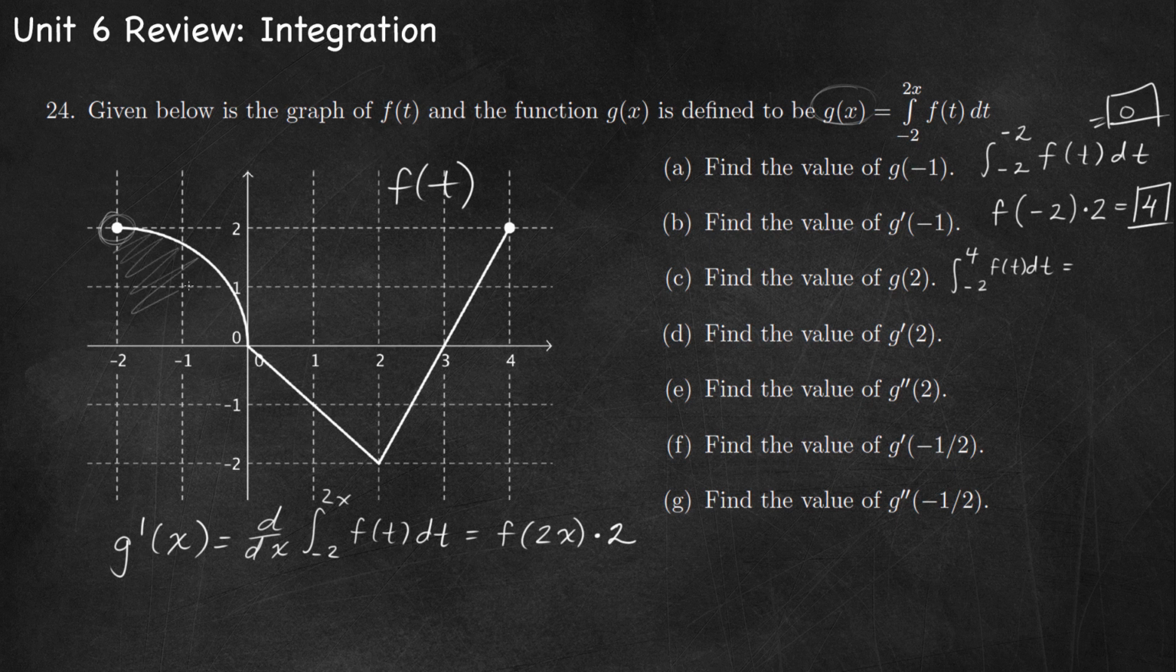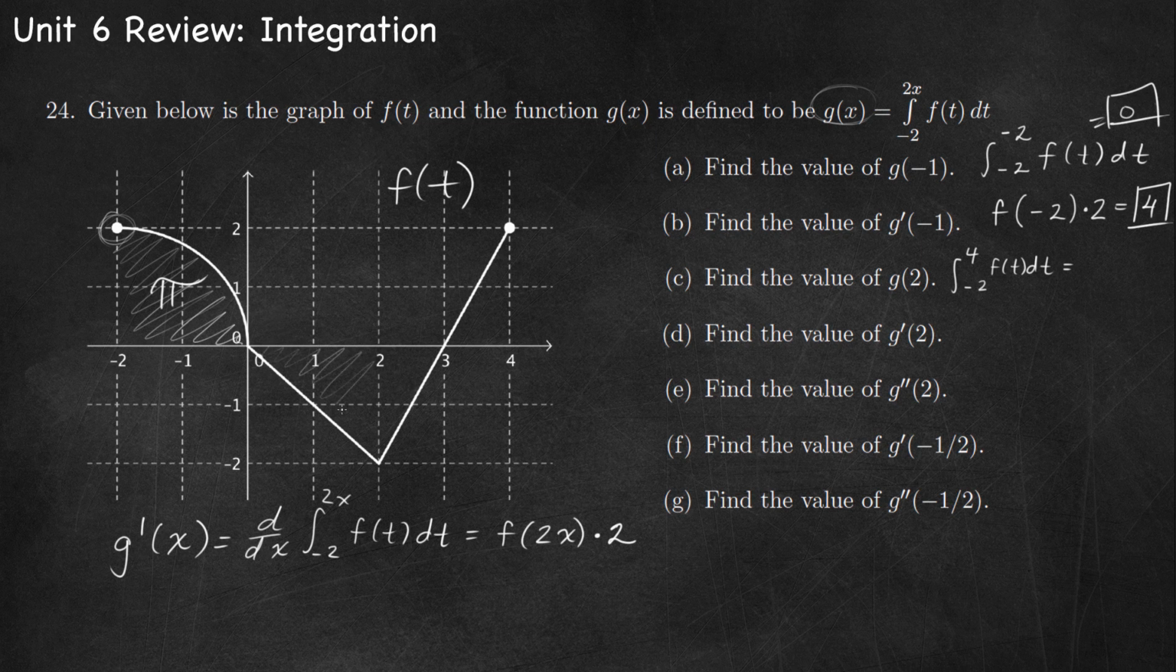From negative 2 to 0, I'm finding this area, which is a quarter of a circle with radius 2. A circle with radius 2 has area 4 pi. I need a quarter of that. So just pi. This part here is just pi.